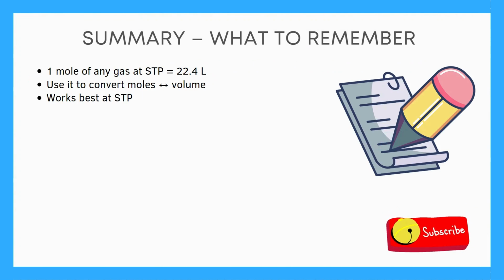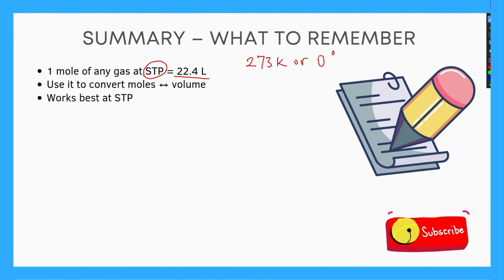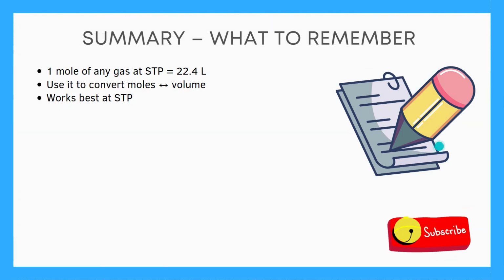So here's a summary of everything you need to remember whenever we're talking about the mole concept and gases. 1 mole of any gas, first of all, occupies a volume of 22.4 liters at standard temperature and pressure. Standard temperature and pressure simply means that the temperature is 273 Kelvin or 0 degrees Celsius. The pressure is 1 atmosphere for the condition of STP, and we use it to convert moles to volume or from volume to moles, and this works best at STP. Now that we have said that, it's time to wrap up this video.